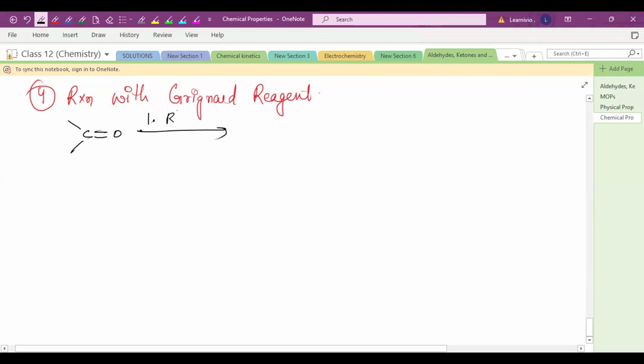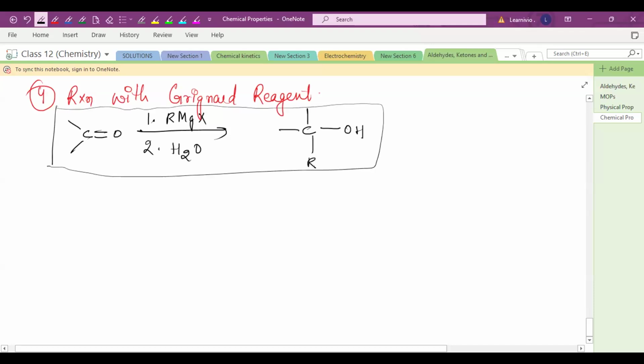Okay, in the first step, first I'm just discussing the reaction only. So suppose we have RMgX. This is your Grignard reagent. Second, followed by the hydration. So you will get carbon, and here R group and OH. So you will get this product. And what is this? This alkyl group is from the Grignard reagent. This alkyl group has been attached. Now let's understand the mechanism first, because understanding the mechanism will clear all your doubts.